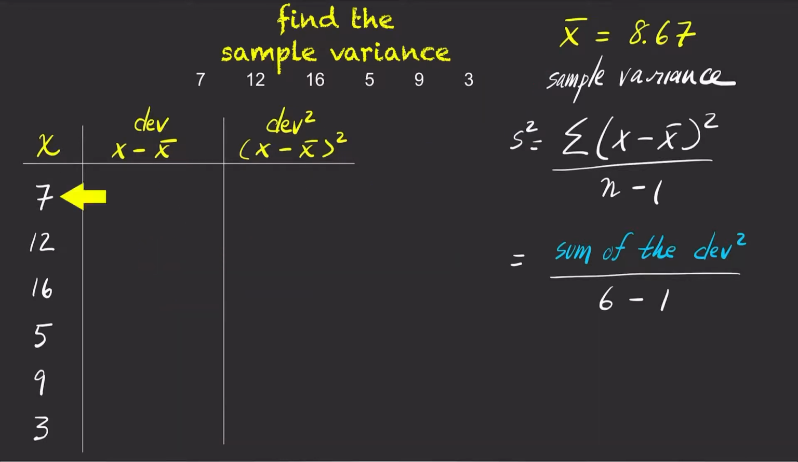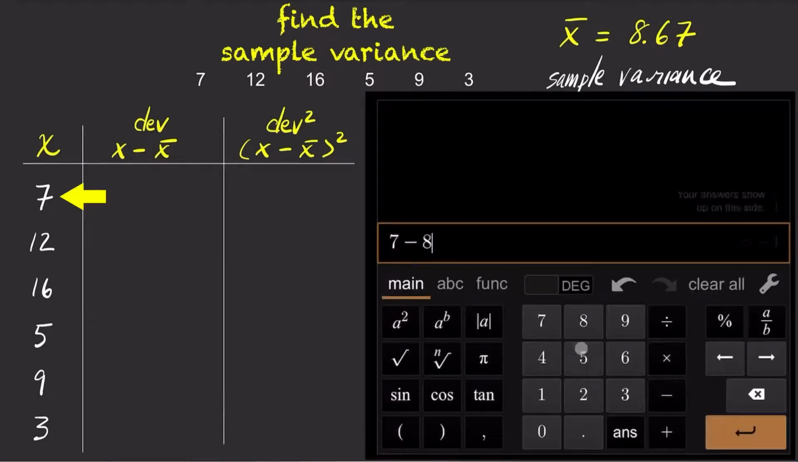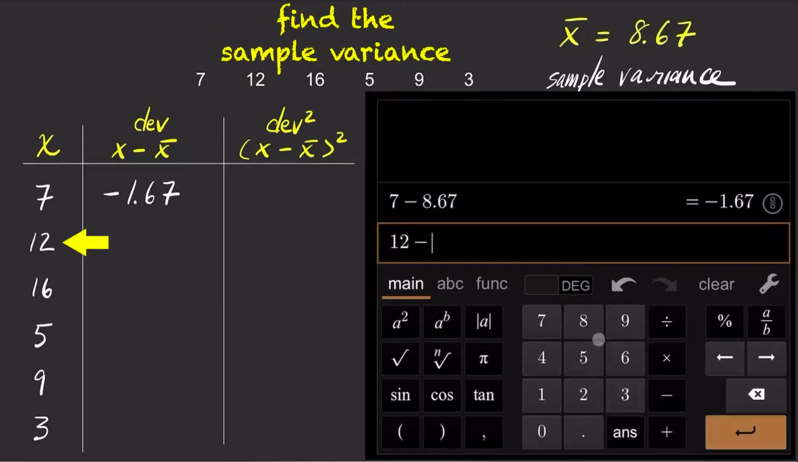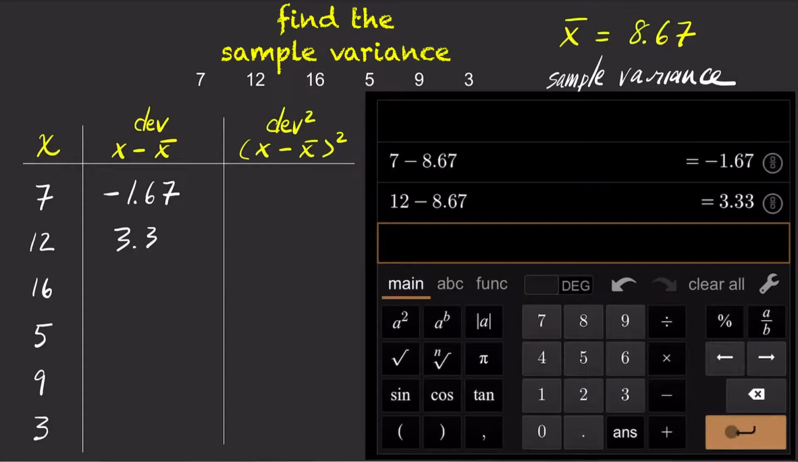For the first number, the deviation is 7 minus 8.67 equals negative 1.67. For the second number, the deviation is 12 minus 8.67 equals 3.33.